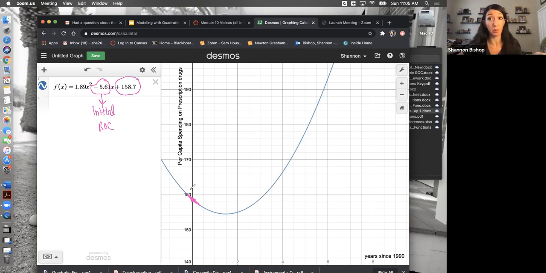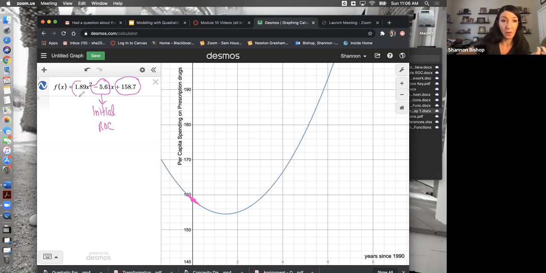How much of a drop? Well, $5.61. That B value is the initial rate of change, the initial slope, the initial drop in this case of per capita spending. Okay, so now we know what it was to begin with, and we know that it was dropping. Cool. But then what? Did it keep dropping? Did it not drop anymore and eventually increase? Well, that's where your A value kicks in.